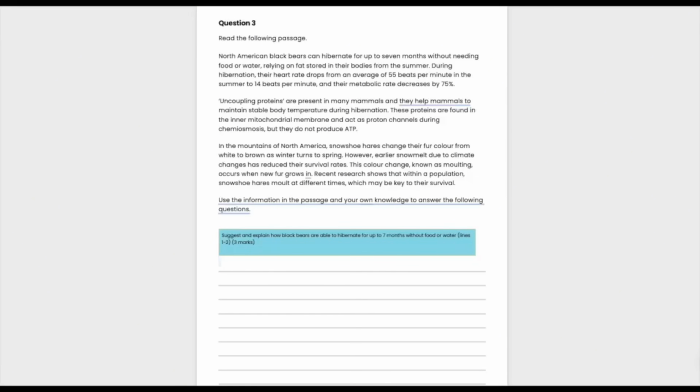So let me get the highlighter at the ready. North American black bears can hibernate for up to 7 months without needing food or water, relying on fat stored in their bodies from the summer.